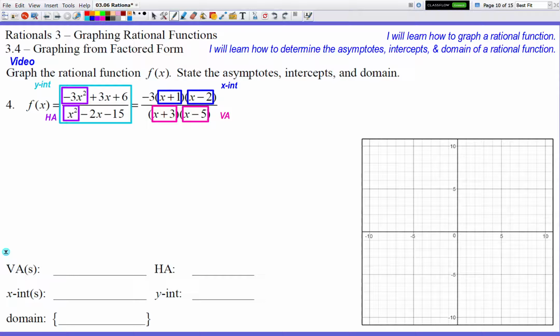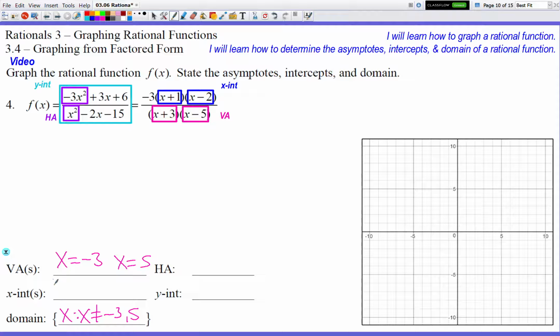All right, so our VAs. We got a VA at -3, so x equals -3. We got a VA at 5, so x equals 5. That's going to create restrictions at two numbers, -3 and 5. Okay. Then, oh wow, we got 2 x-intercepts.